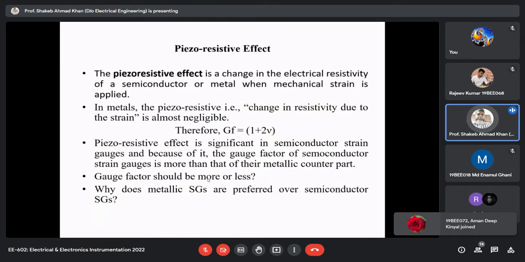So why, despite semiconducting strain gauges having more sensitivity than metallic ones, do you see in the field that metallic strain gauges are more preferred? Why? I had asked you this question last time also. Any idea?